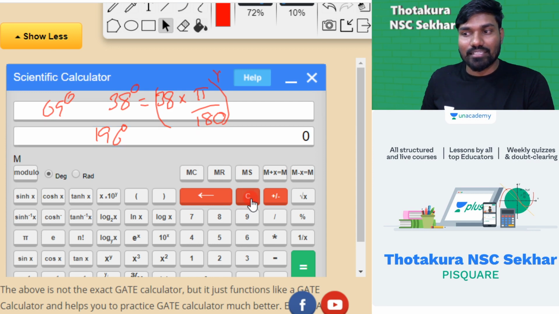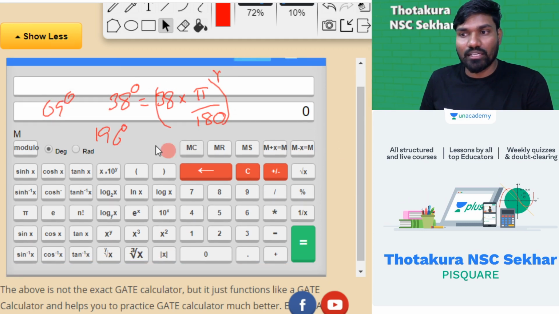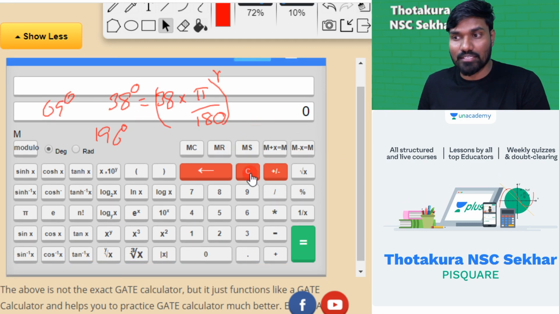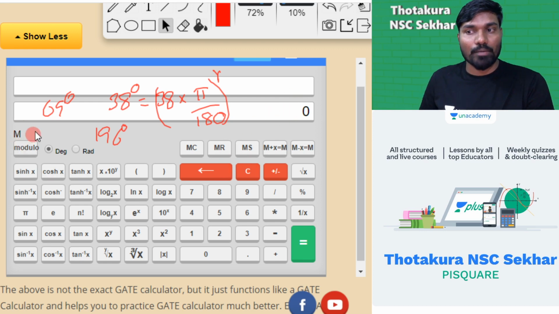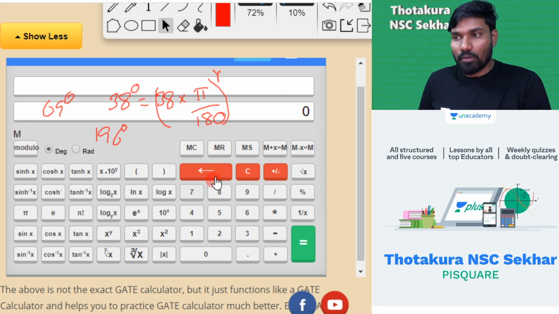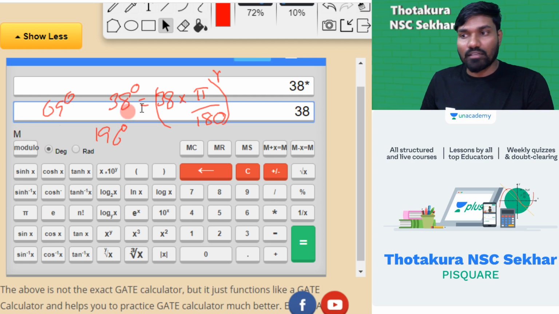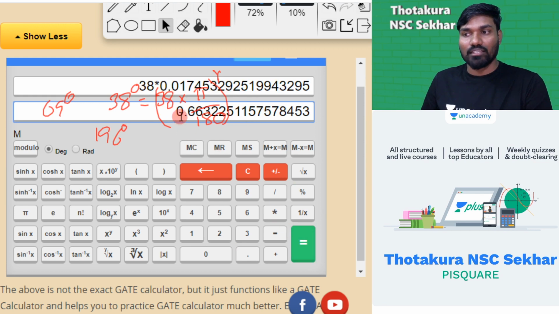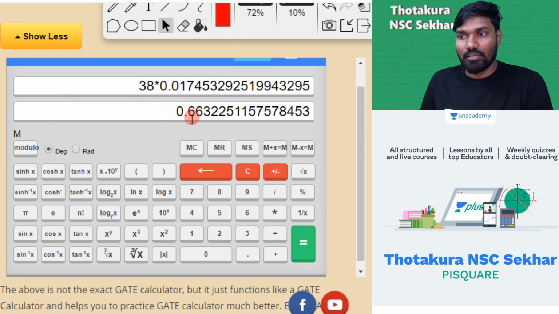See, this C will not clear the memory. This C only clears the display, not the memory. Memory stays as it is. Now pi by 180 is already stored. Now 38 into pi by 180, which is already in the memory. Let me recall the memory. This is what memory recall equals to. That's it, it's done. 38 degrees means this many radians.